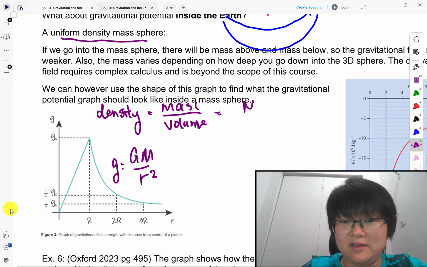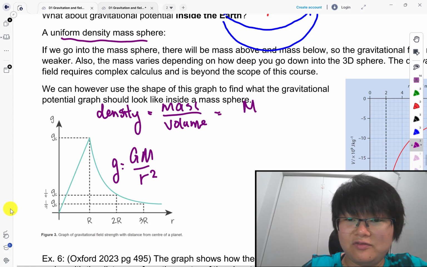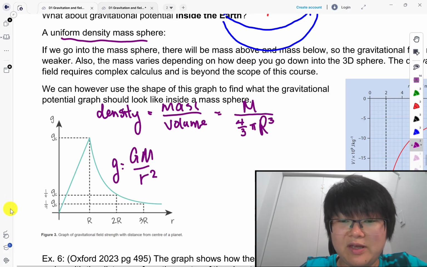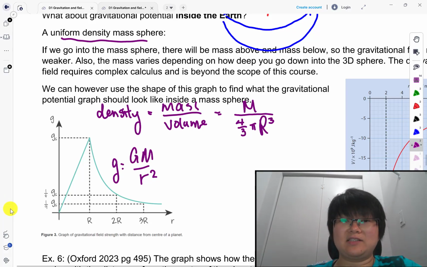The mass of the Earth I'm going to label as M, just capital M, because there's no other mass. Volume, the equation for the volume of a sphere, as you can find on your formula sheet or memorize it because you use it enough, is 4 over 3 pi r cubed. And this big R is the full radius of the Earth.